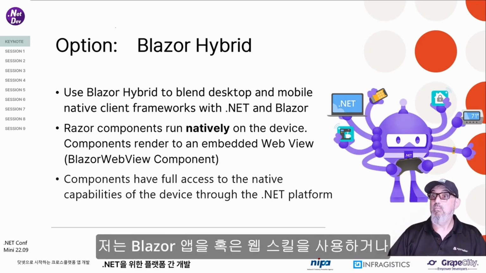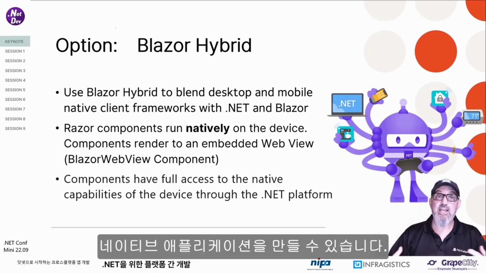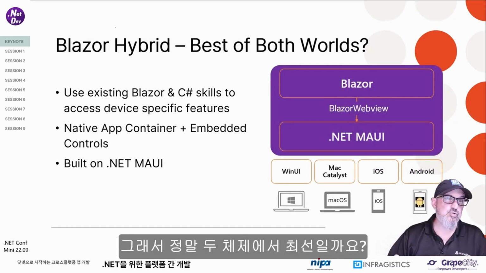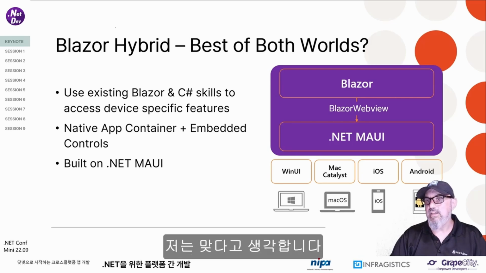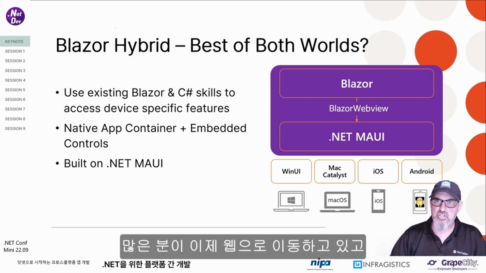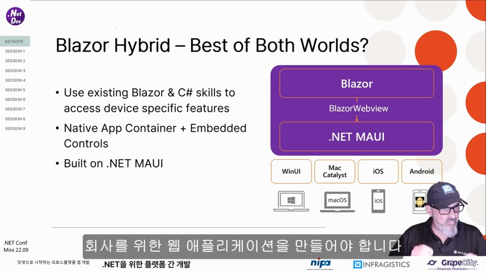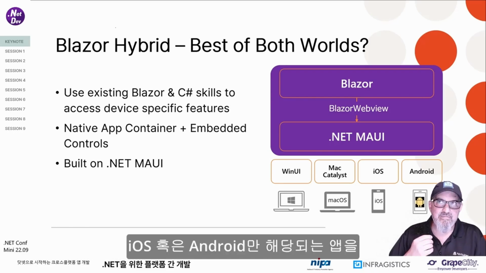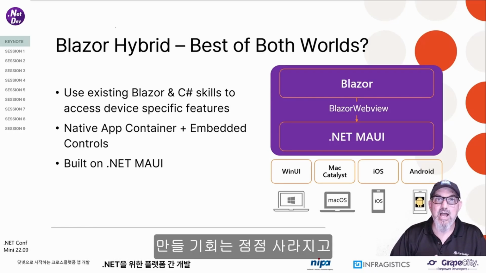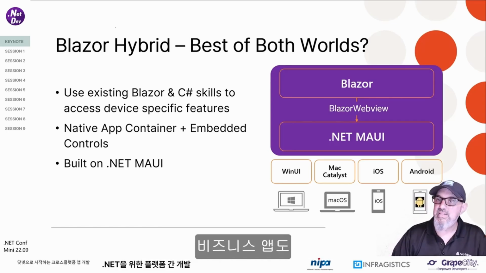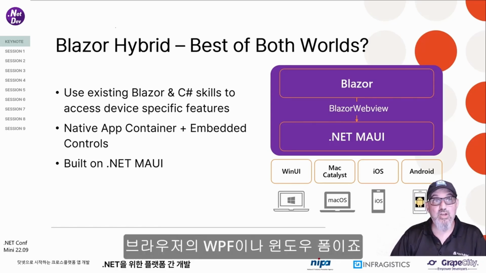I can use my Blazor application or my web skills, and I can build out a native application. So is this really the best of both worlds? I do think it is. I think that a lot of us are shifting to the web, and we, for the most part, need to build web applications for our companies. We don't really have the opportunity to build an iOS or Android only app. We have to build business apps, and our business apps usually are WPF, Windows Forms, are now in the browser.